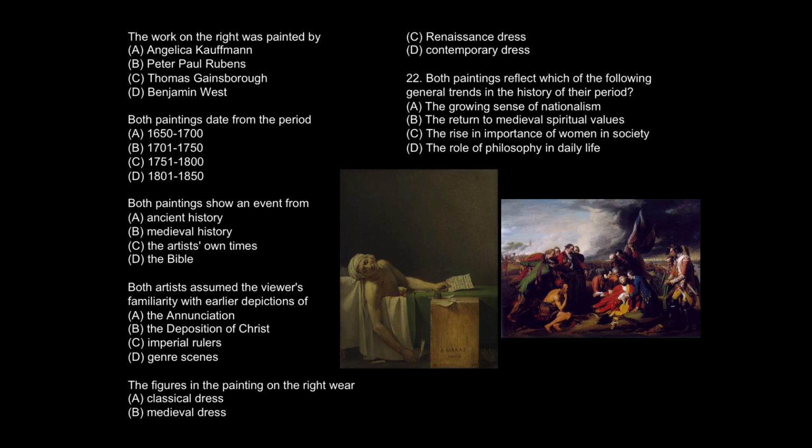Okay. More questions. The work on the right was painted by Benjamin West. Both paintings date from the period, so for Neoclassicism's prime, 1751 to 1800 CE. Both paintings show an event from the artist's own times as contemporary events. Both artists assume the viewer's familiarity with earlier depictions of the deposition of Christ, so Christ taken down from the cross. Both of them are presented that way. Figures in the painting on the right wear contemporary dress. They're just how they would be for the time. And then both paintings reflect which of the following general trends in the history of their period.